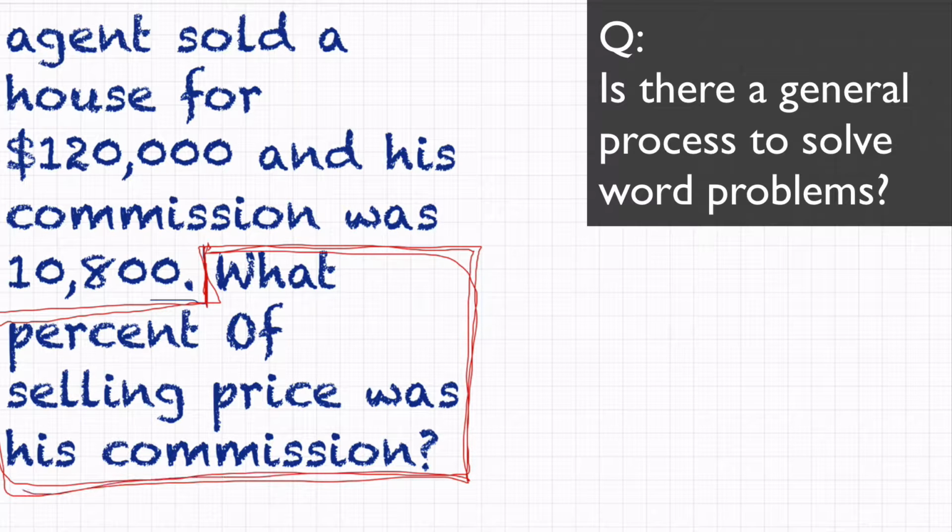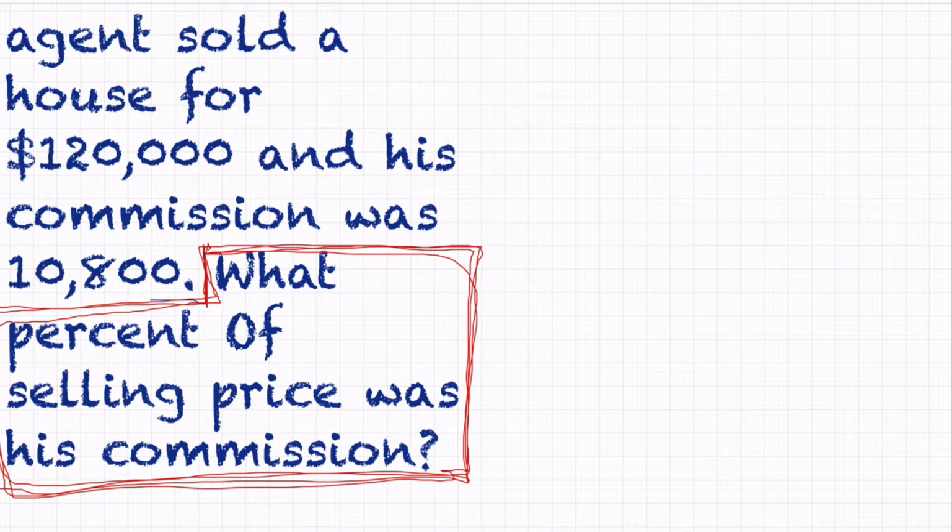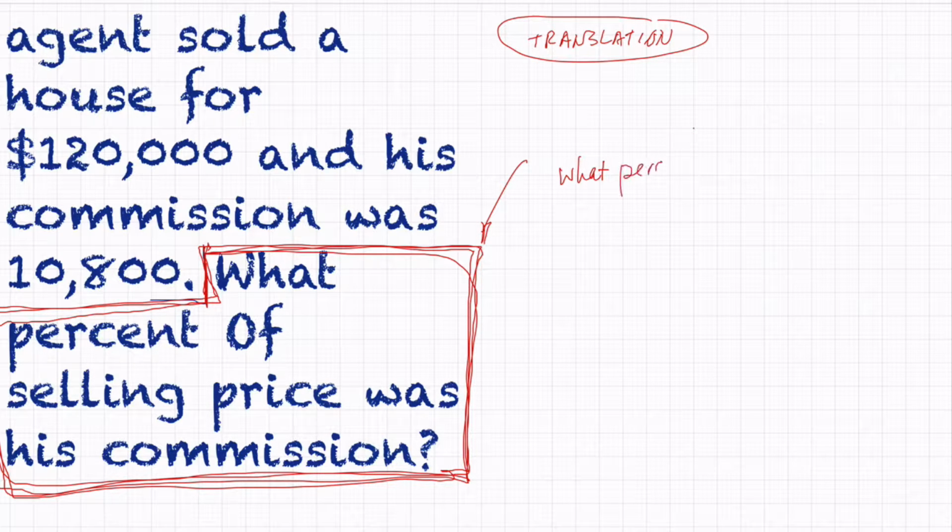Let's get to it. Is there a general process for solving word problems? The process is actually pretty simple. A word problem is difficult because, a couple of things. What's going to make it easy is you think of it as a translation. We're going to grab the last sentence and write it out. So the process is really this.